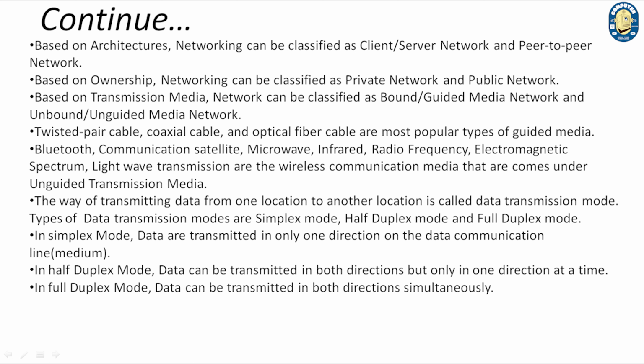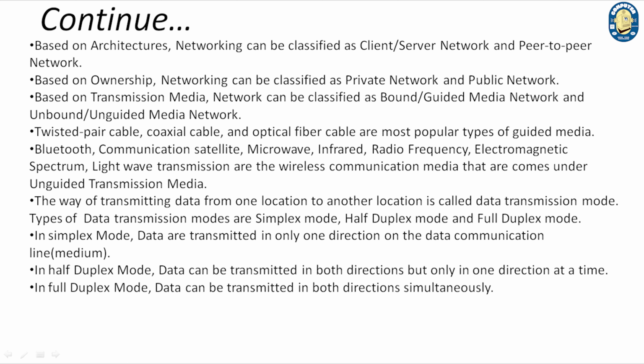Bluetooth, communication satellite, microwave, infrared, radio frequency, electromagnetic spectrum, and light wave transmission are the wireless communication media that come under unguided transmission media. The way of transmitting data from one location to another location is called data transmission mode. Types of data transmission modes are simplex mode, half-duplex mode, and full duplex mode.